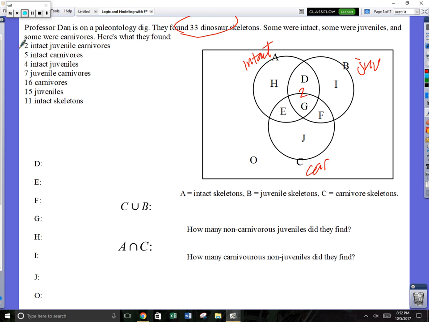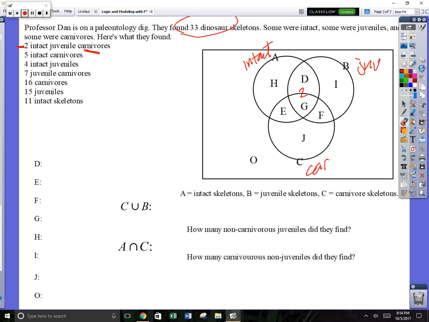Alright, now I don't know where to put them. Maybe there's 1 in each, or maybe there's 2 in D and 0 in G. I'm not sure, so I'm going to put them on the fence for now. So there are 2 intact juvenile carnivores. Okay, I think I read that wrong, because I didn't take into account the carnivore, so something kind of felt funny, and I think it's because I read it wrong.